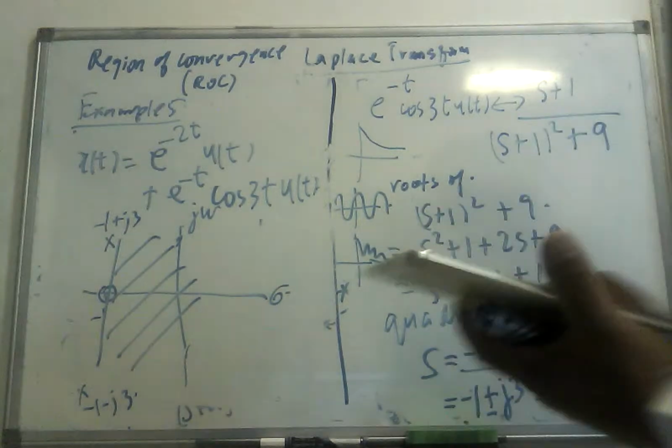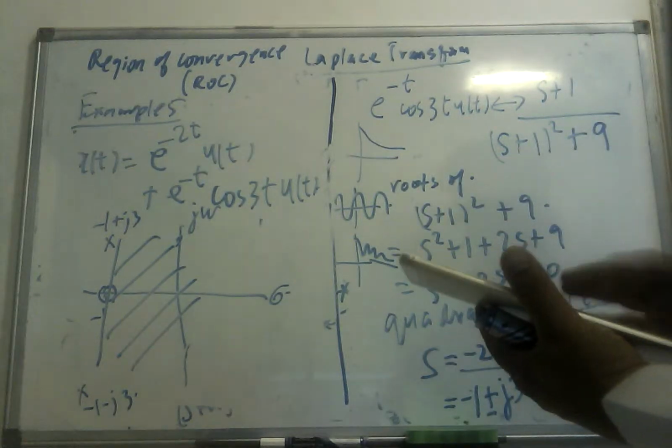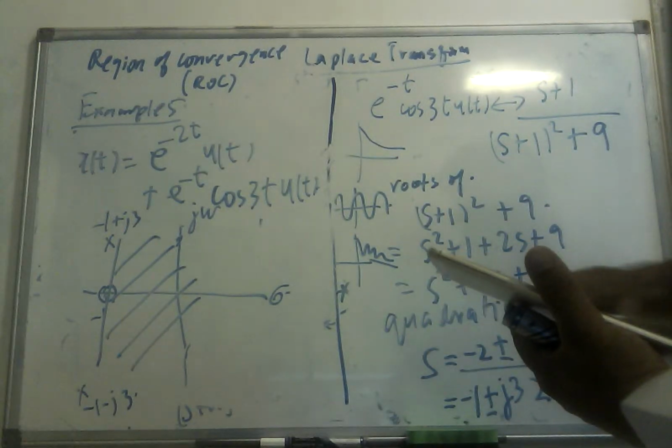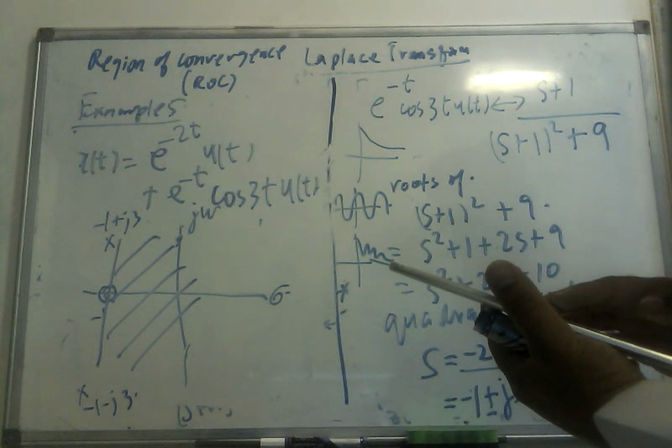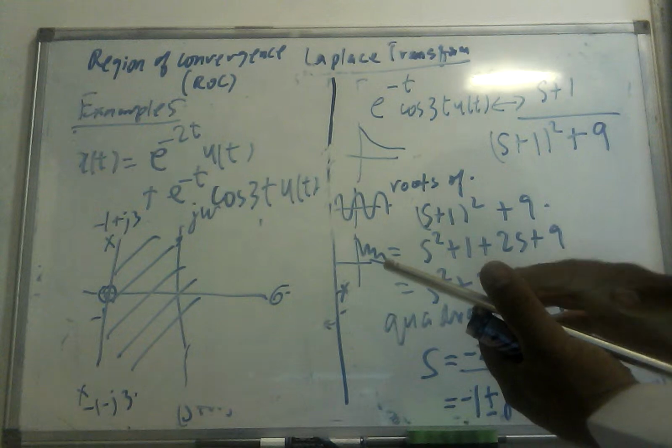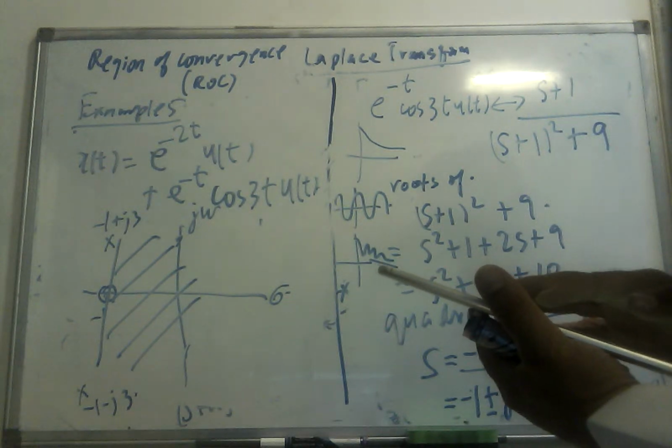Now before I go, we can do one example in which the region of convergence is on the left side. Let me look at the example here. If I can find one example like that, we can just go through it.